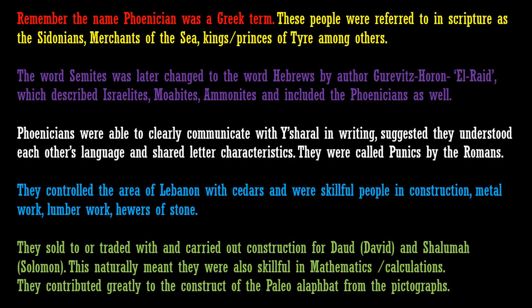Now, in scripture, we looked in the previous lesson at examples where these merchants of the sea, these kings of Tyre and skillful people of Tyre and Sidonia, or Sidon, were able to clearly communicate with Yisrael in writing. And this suggests that they understood each other's language and shared letter characteristics.